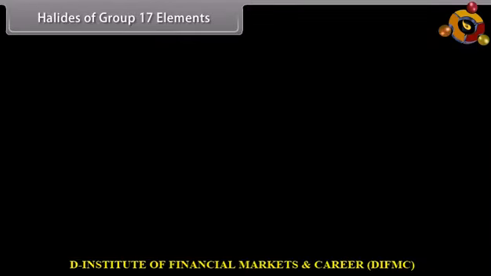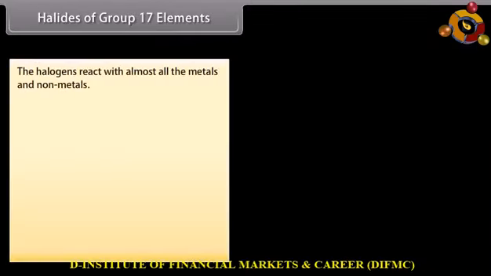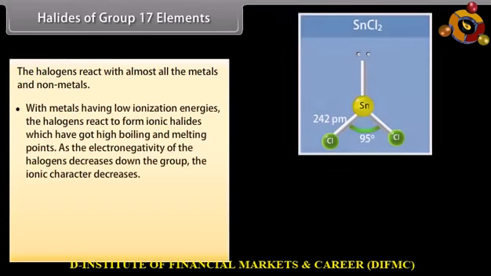Halides and group 17 elements. The halogens react with almost all the metals and non-metals. With metals having low ionization energies, the halogens react to form ionic halides which have high boiling and melting points. As the electronegativity of the halogens decreases down the group, the ionic character decreases.